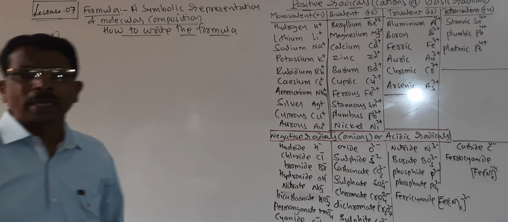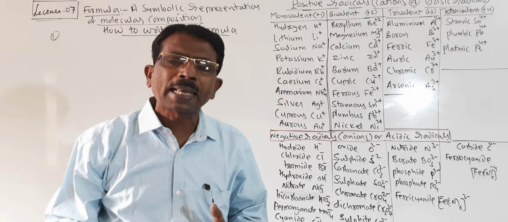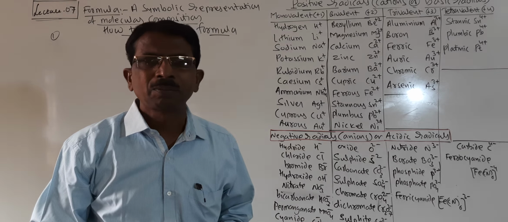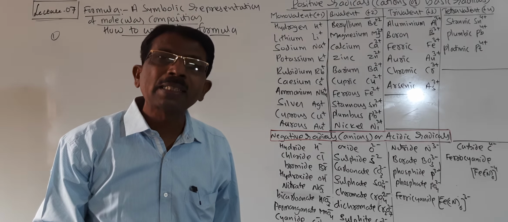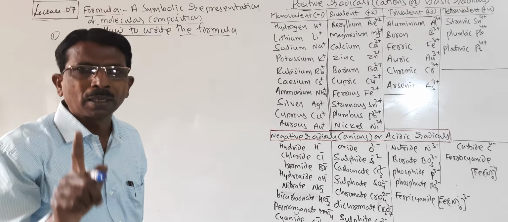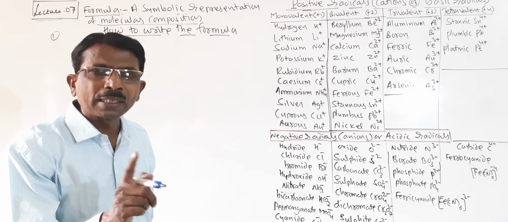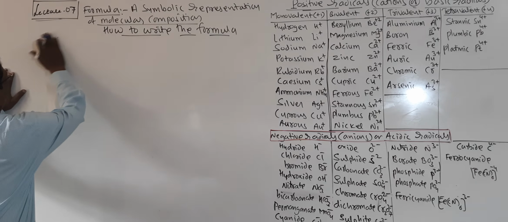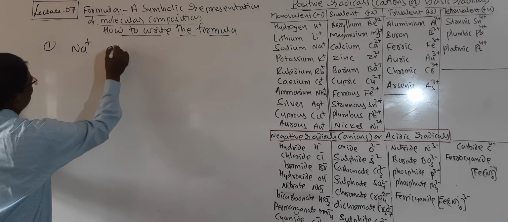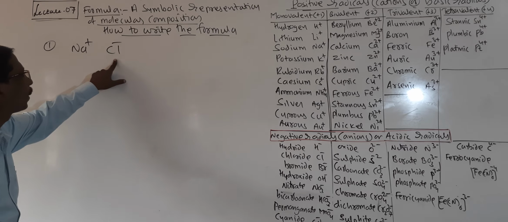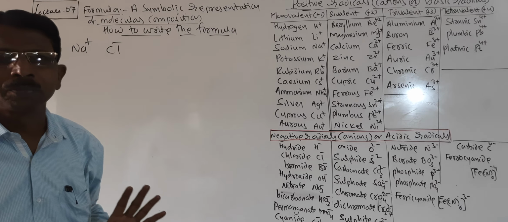Number one, look here. First we have to write the cations and anions side by side. Remember, positive radical and negative radical are written side by side. I will show. Number one, I will write Na plus and Cl minus, positive radical and negative radical written side by side.